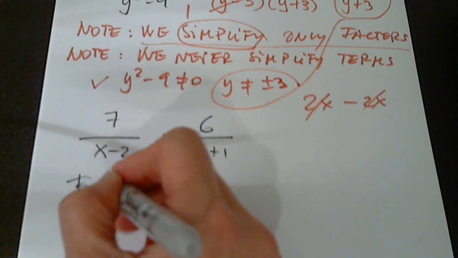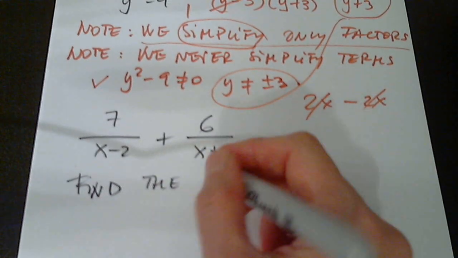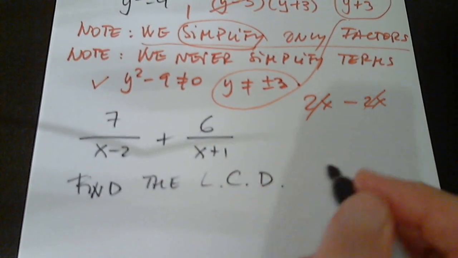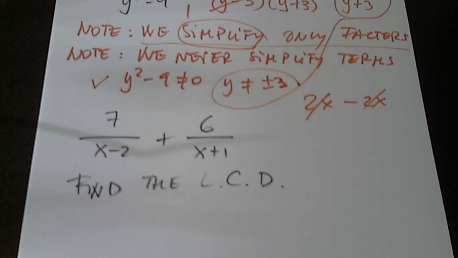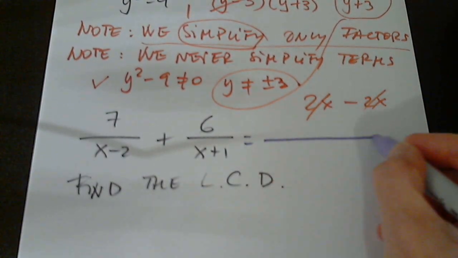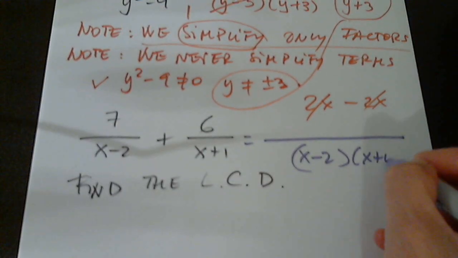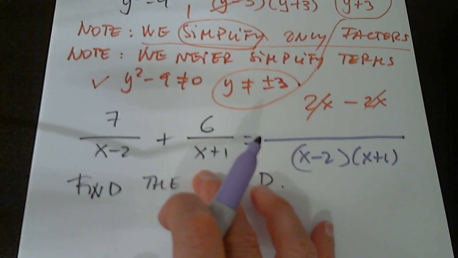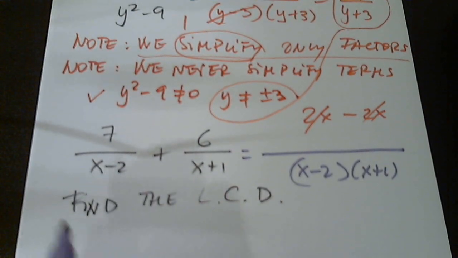Here, we want to find the simplified form, but first, the least common denominator. So we want the least common denominator, and tell me, what do you think? What should we do? What is the least common denominator for this expression? x minus 2, x plus 1. The product of x minus 2 and x plus 1, because they have no common factors. Excellent.